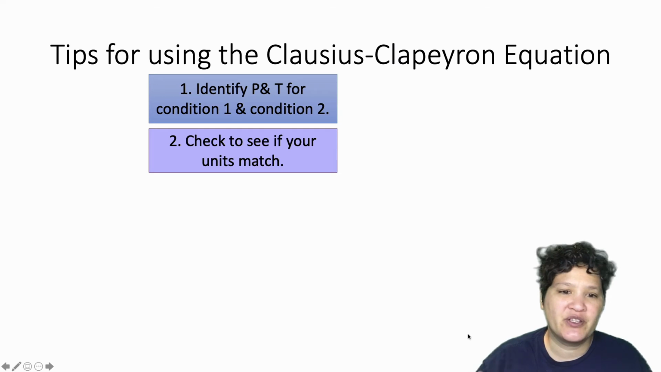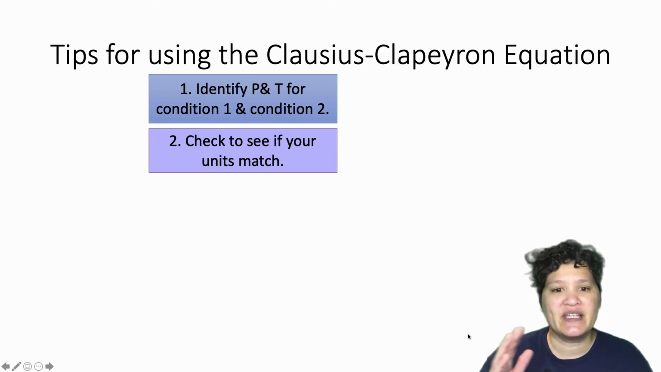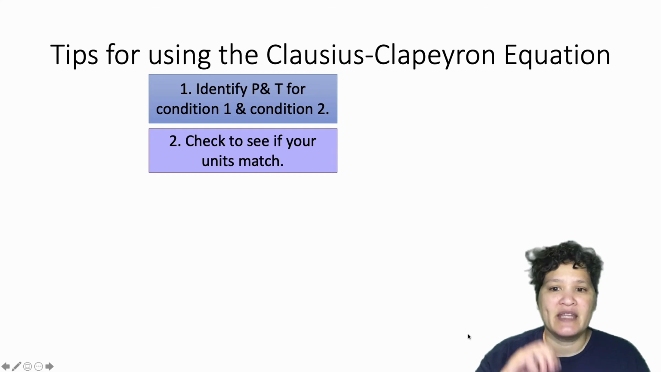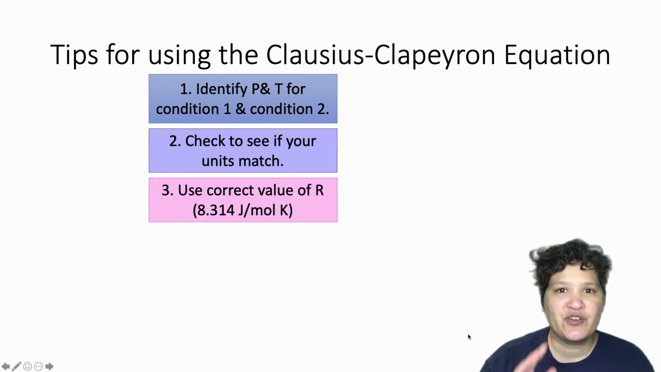Secondly, check your units, make sure they match. You have 2 pressures. They need to have the same units. You'll have 2 energy units, the heat of vaporization and the gas constant. Make sure the units on those match. And then the temperatures always have to be in Kelvin. Thirdly, make sure you use the right form of the gas constant. It's got to be 8.314 joules per mole Kelvin.